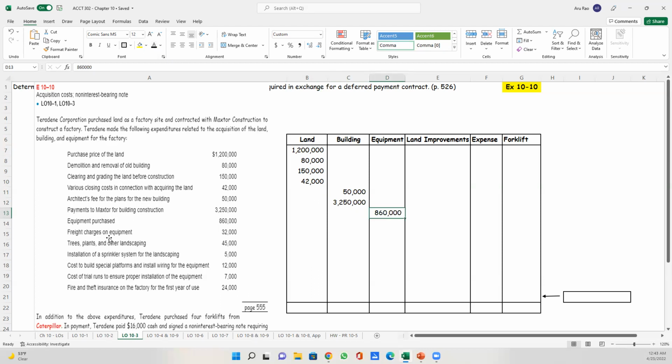I paid freight charges on equipment, 32,000. It's a one-time expense that was necessary because I purchased the equipment. So that gets added to the cost of the equipment. I purchased trees, plants, and other landscaping, $45,000. That is a land improvement. It's separate from land. Land improvement. I paid for installation of sprinkler systems for the landscaping. That is also land improvement. So I put that 5,000 over there.